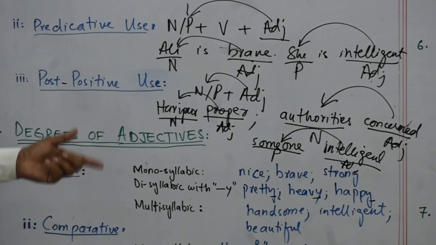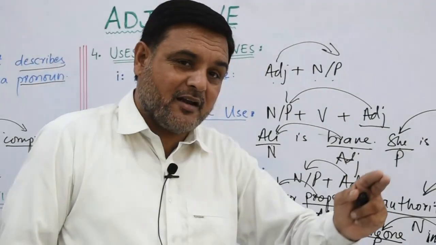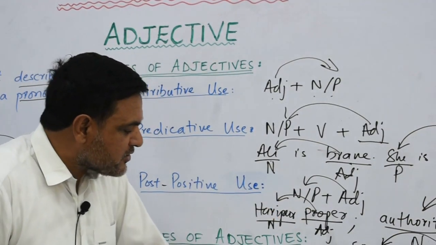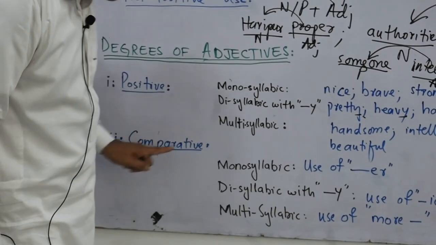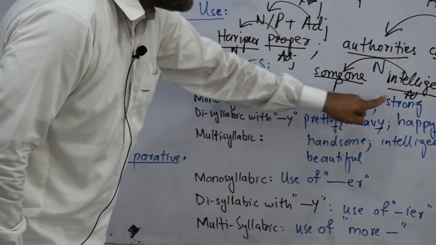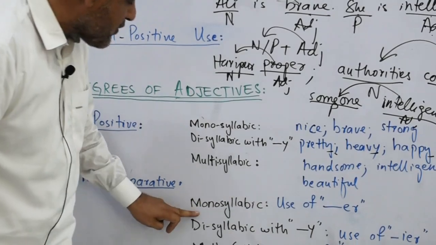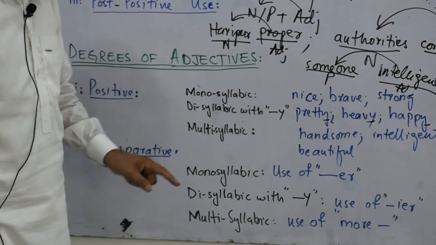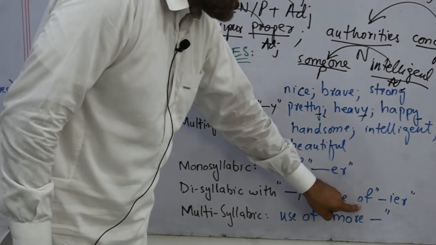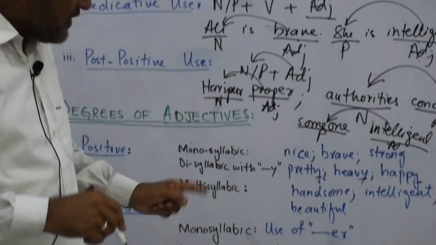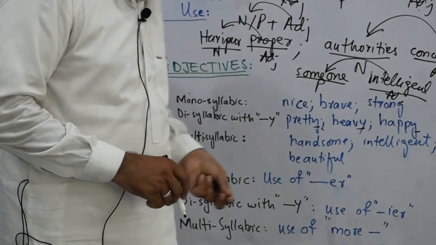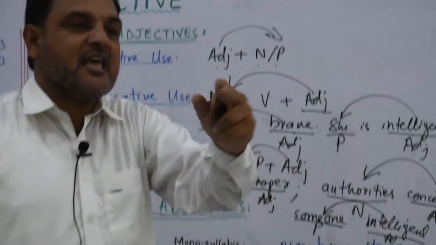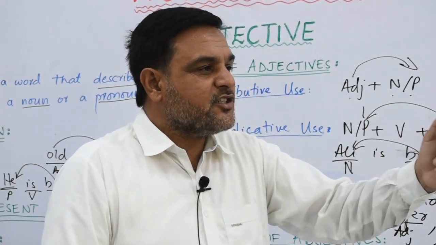And then when we change them for comparison, when we use adjectives in such a way that they are used for comparison, then we use comparative degrees. For example, monosyllabic. In case of comparison, we will use ER. Nicer, braver, stronger. There is only a use of ER at the end. And in case of disyllabic words with Y, we use IER. For example, prettier, heavier, happier. He is happier than us, for comparison. She is prettier than them.